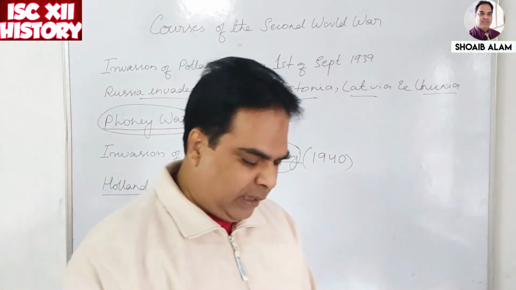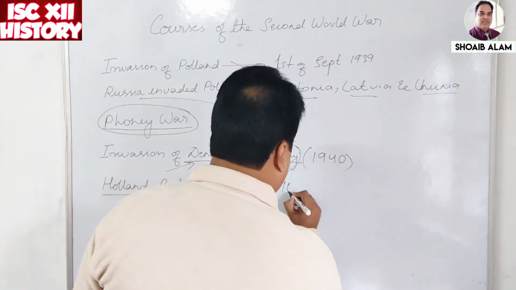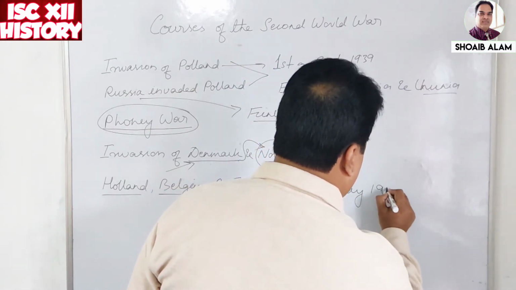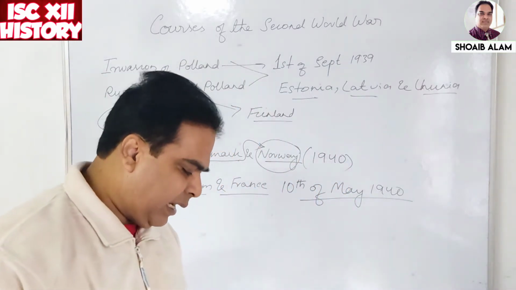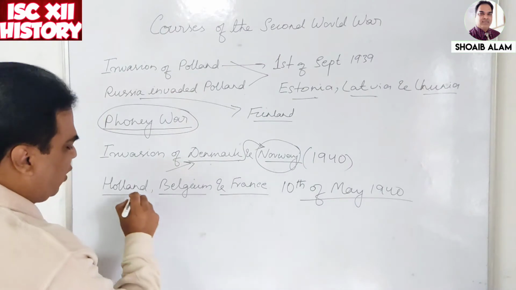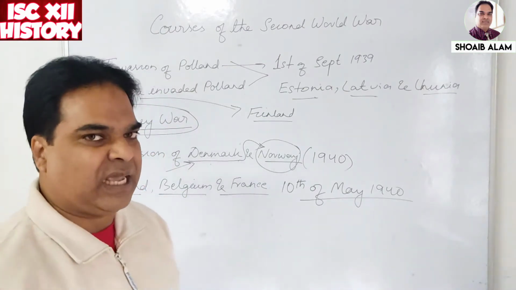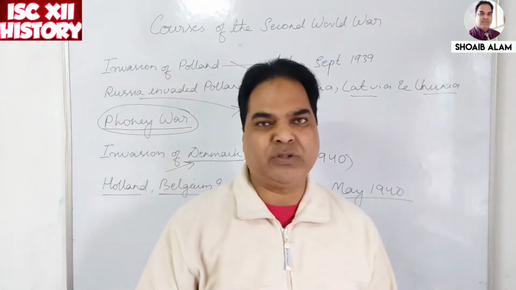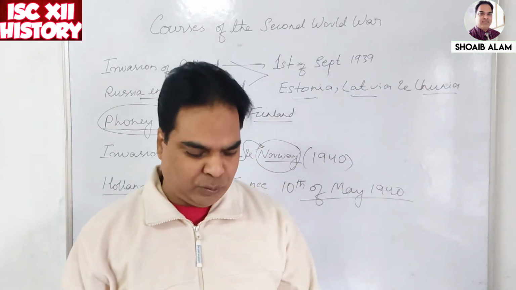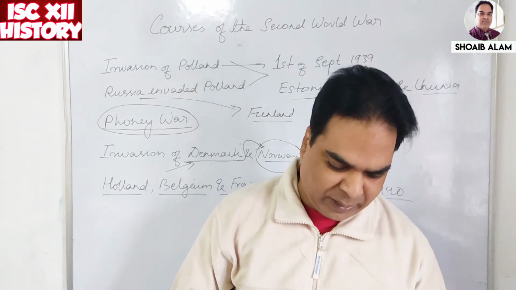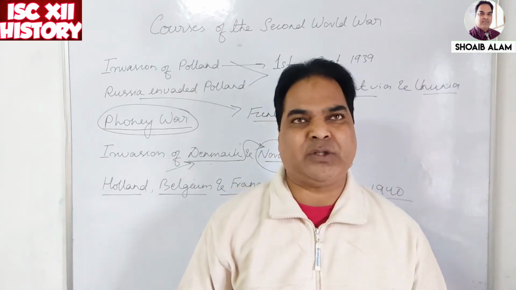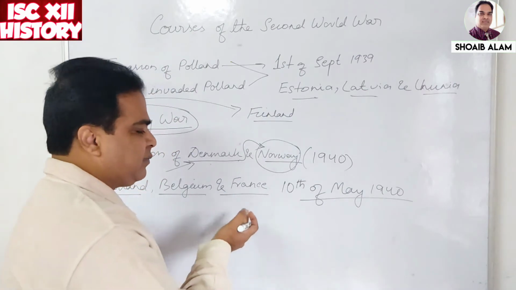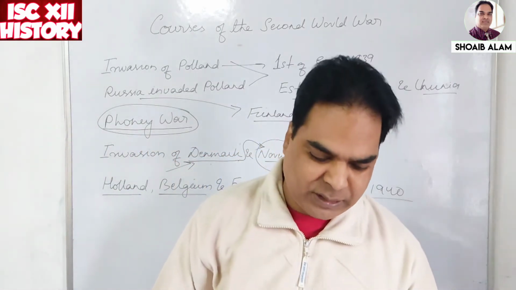Okay, so in the year 1940, let me tell you, on 10th of May 1940, Hitler attacked Holland, Belgium and then France simultaneously. One after another, these three countries were attacked. During this attack they used panzers, tanks, as well as the air force. These countries could not withstand the lightning attack of Germany, known as Blitzkrieg, for long.